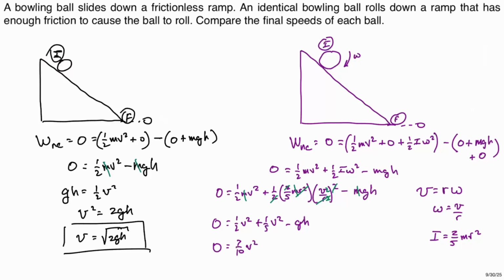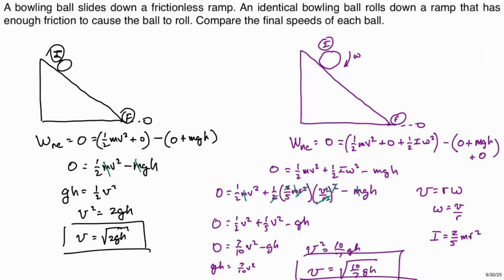7/10 v squared minus gh. Okay, so rearrange: gh equals 7/10 v squared. So that means v squared is equal to 10/7 gh, or v is equal to the square root of 10/7 gh. All right. It said compare the final speeds of the ball. So the ball that didn't roll: square root of 2gh. The ball that did roll: square root of 10/7 gh.